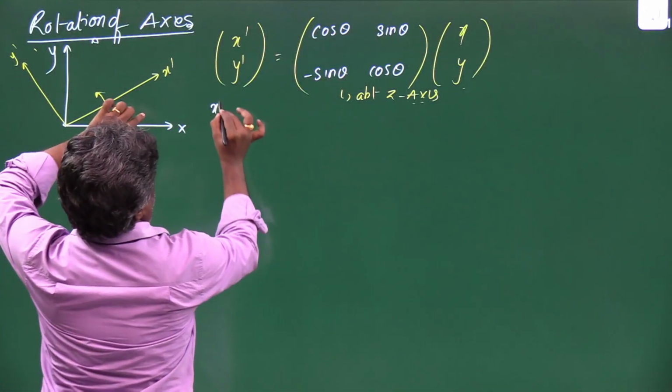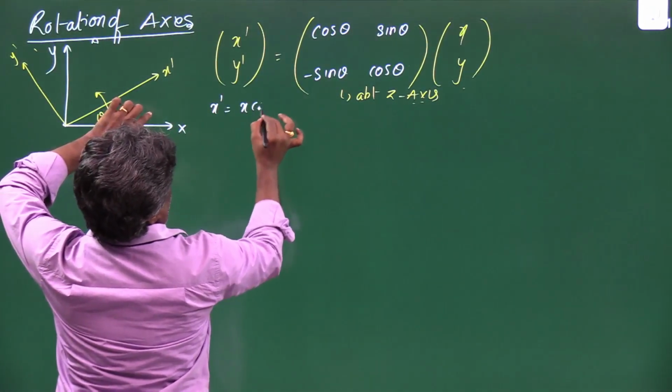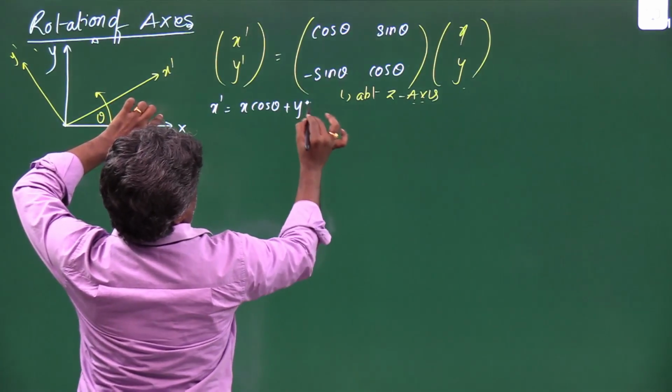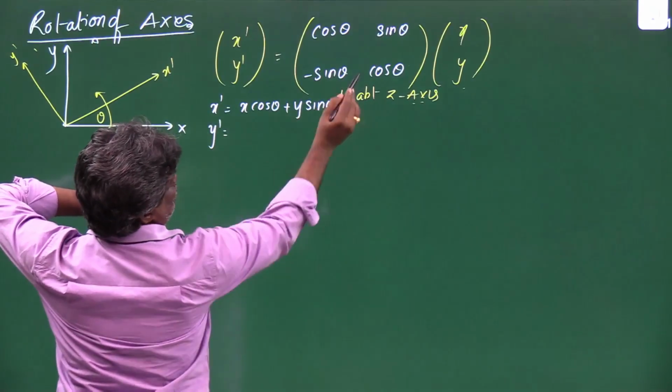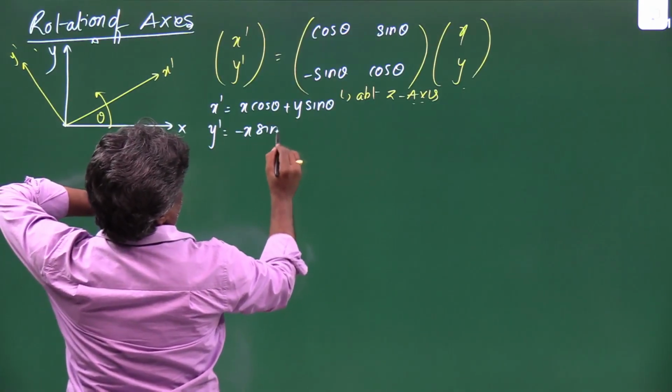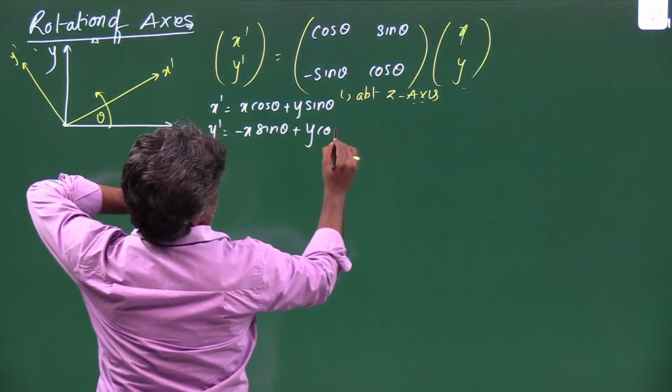So let me write what this is. Here this can be written as x prime equal to x cos theta plus y sin theta, right? And y prime equal to minus x sin theta plus y cos theta. Is it okay, sir?